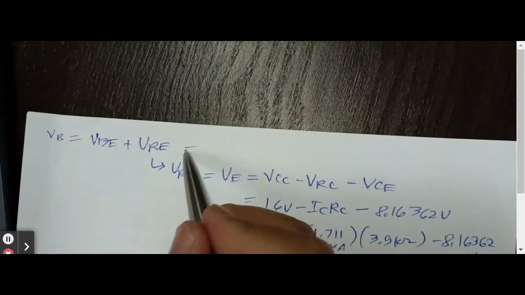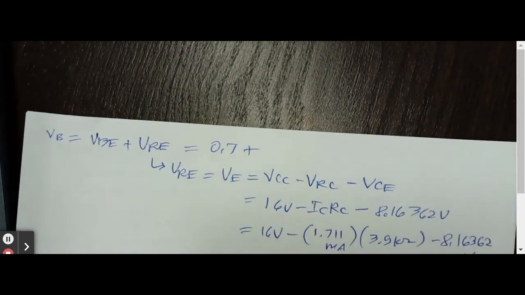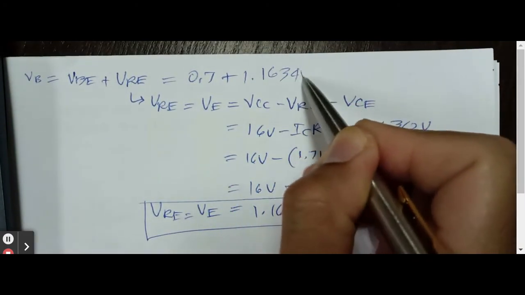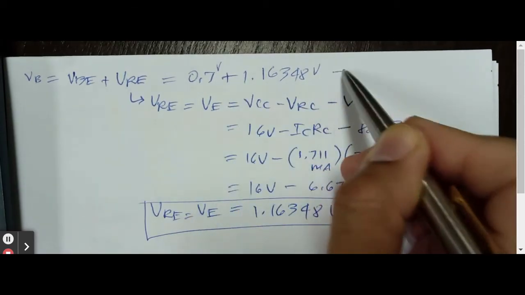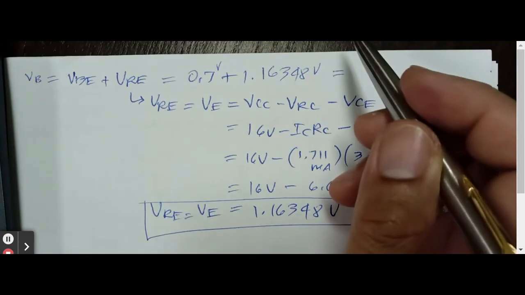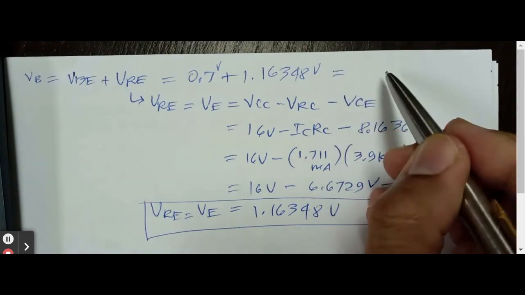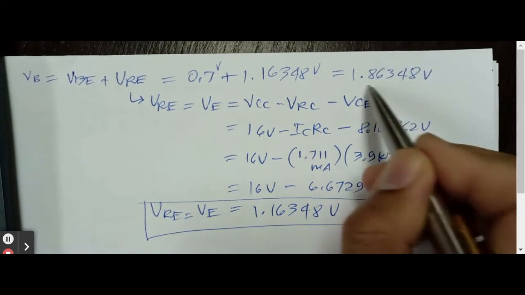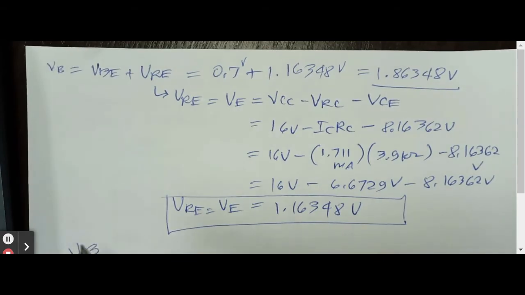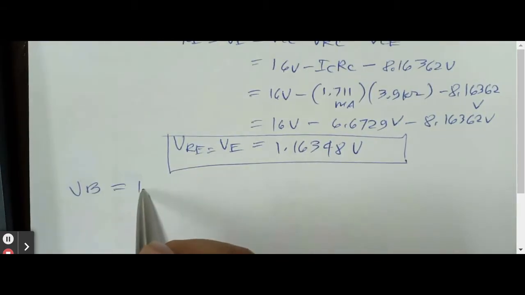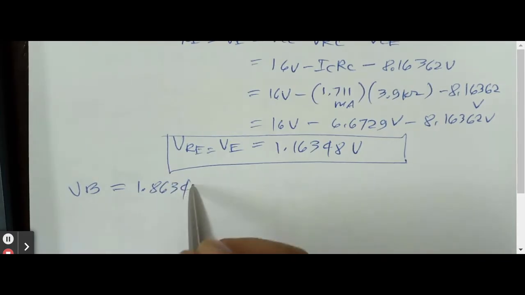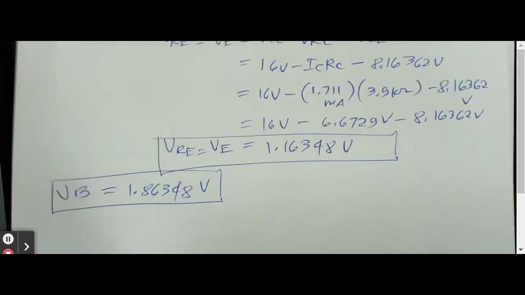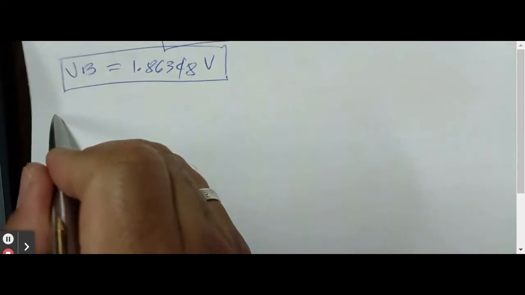So we need to continue doing this. So 0.7 plus 1.16348 volts, then our answer will be 1.86348. So we will write here VB equals 1.86348 volts. And then after we calculate for that, we will continue doing the calculation for VC.